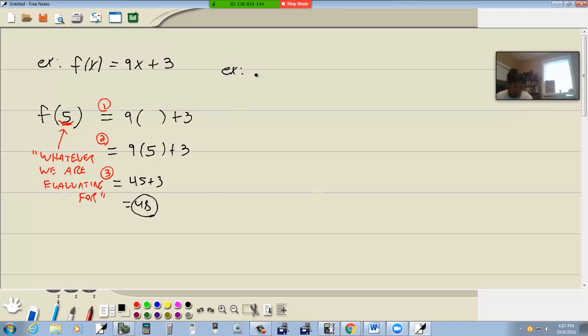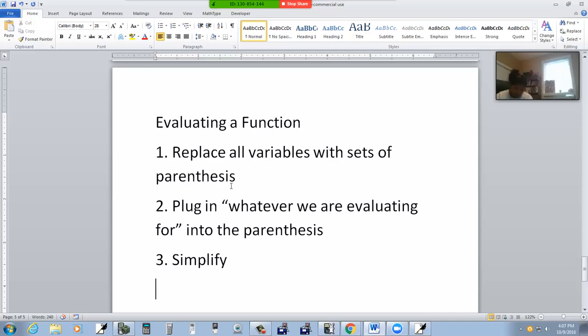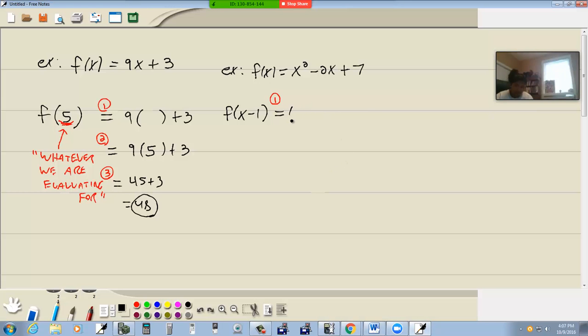Like I say, that wasn't a very exciting one, so let's look at one a little bit more interesting. f of x is equal to x squared minus 2x plus 7, and let's say we're going to find f of x minus 1. Step 1. Replace all variables with sets of parentheses. So we're going to have parentheses squared minus 2 times parentheses plus 7. Notice how everything else remains exactly the same. All I did is replace the variables with parentheses.